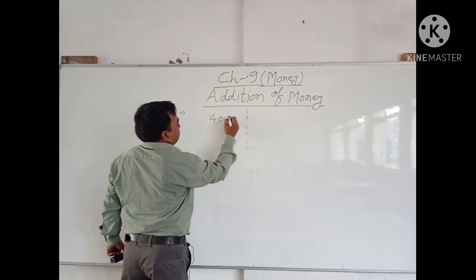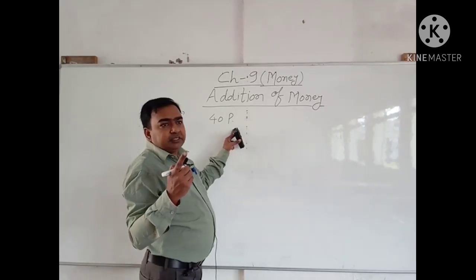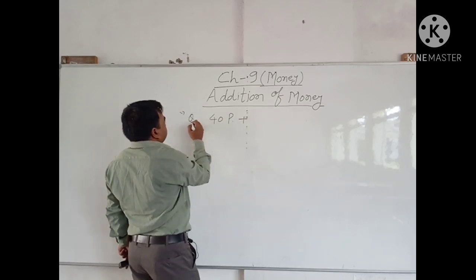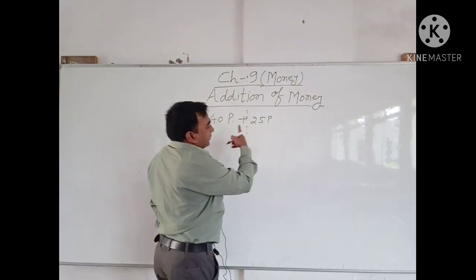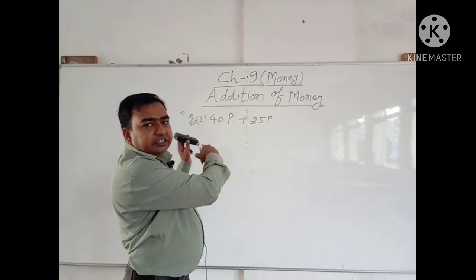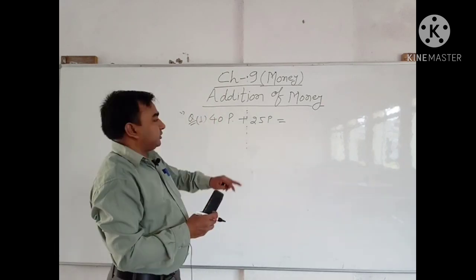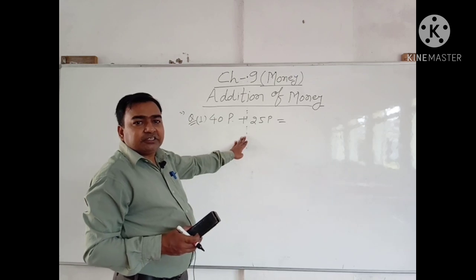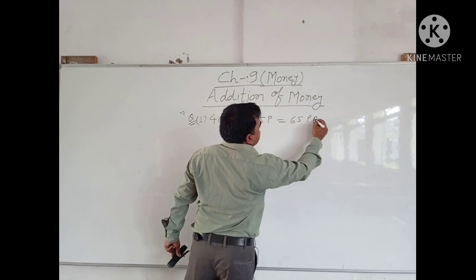40 paise. As you know, we can write P, the short form of paise. 40 paise plus 25 paise. This is horizontal form. When we write from left hand side to right hand side, this is horizontal form. So when we get these two numbers, 40 paise plus 25 paise, what is the correct answer? 65 paise. This is the answer.